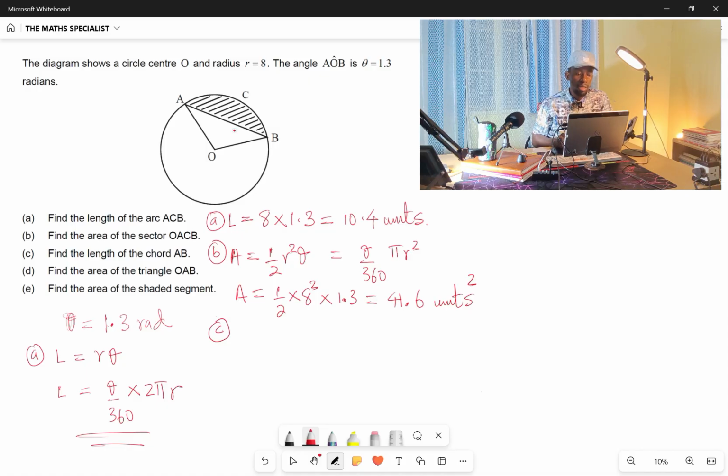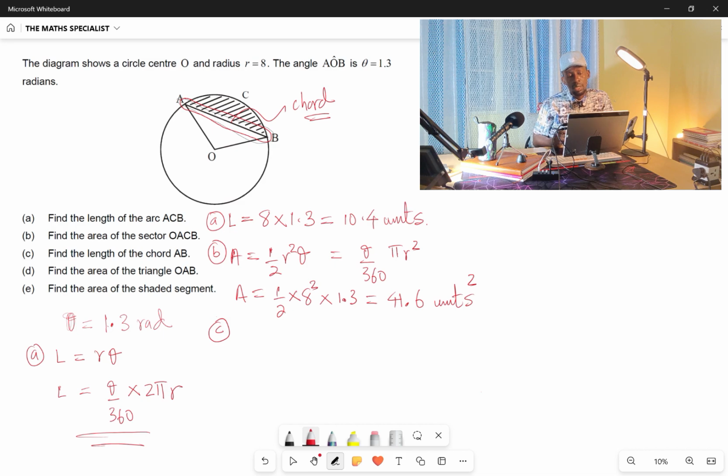Part C of the question says find the length of the chord AB. So here you see we have a chord AB. What is a chord? A chord is a line that connects two points of the circle. So this line AB is a chord. Let me use red color so you can see it. This line AB is what is understood as a chord.